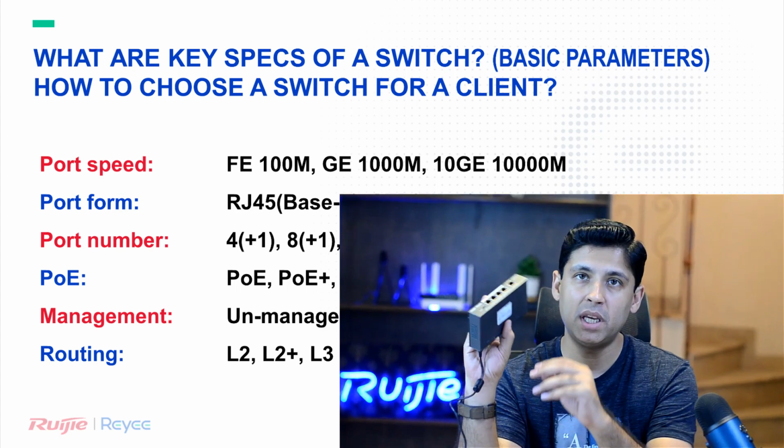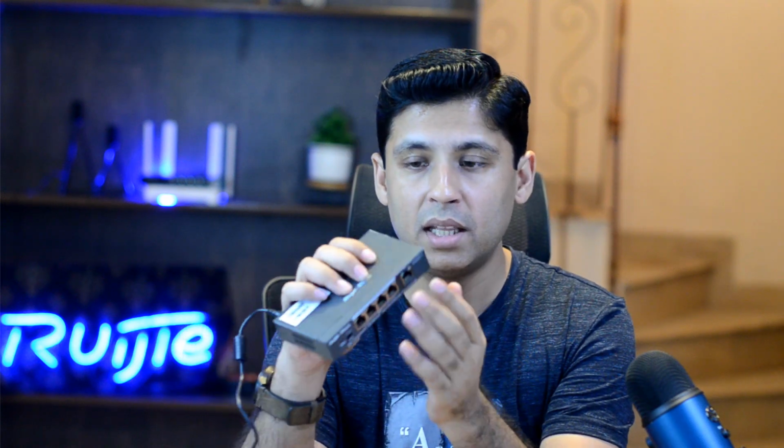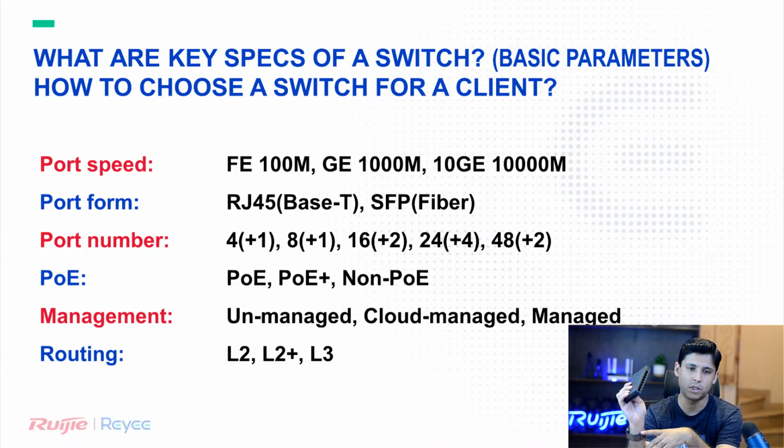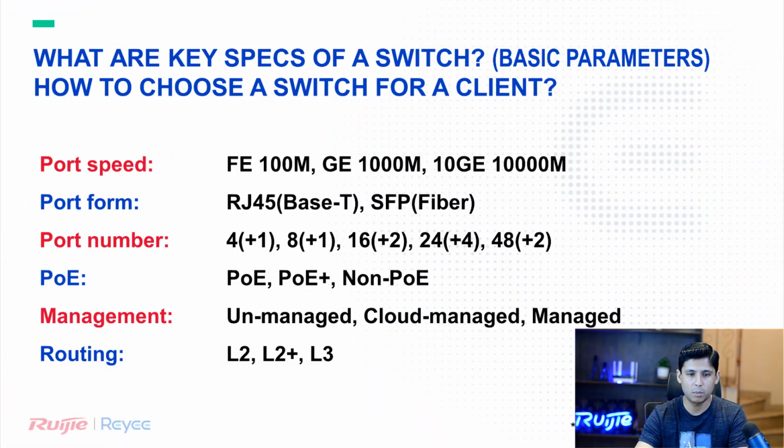For example, we have a Ruijie switch in here which has 5 ports. So if a client's requirement is to connect 4 devices together plus 1 uplink towards the internet, then we can suggest this kind of switch. But if a client has a requirement that I have 8 devices, then we can choose this kind of 8 port switch. And again, depending on the requirement, whether they want unmanaged, managed, cloud managed, or which kind of switch.